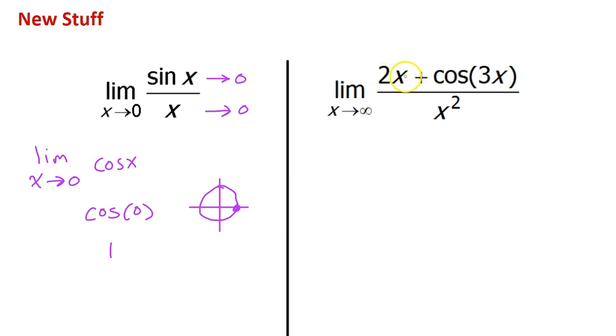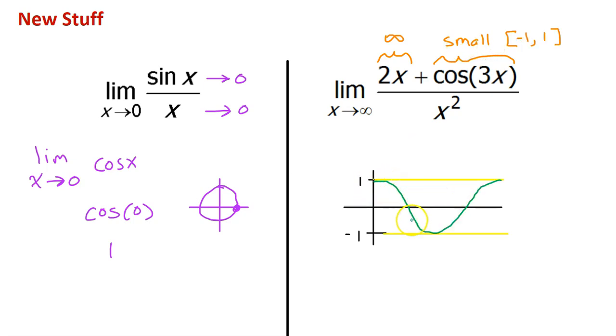What's happening to the value of the numerator as x gets bigger and bigger? Well, the value of 2x simply gets bigger, so this part is approaching infinity. On the other hand, the value of cosine 3x is going to stay small. Specifically, cosine 3x always stays between positive 1 and negative 1. If this term stays small, while the first term gets bigger and bigger, the overall value of the numerator is approaching infinity.